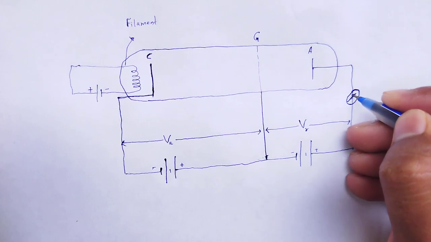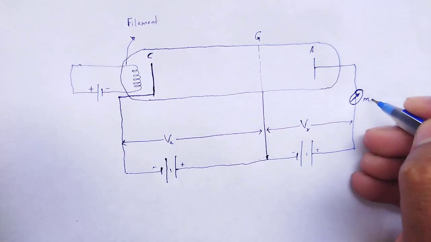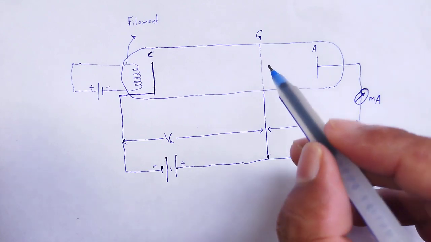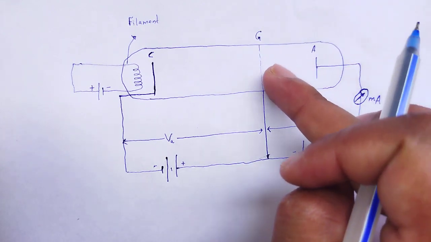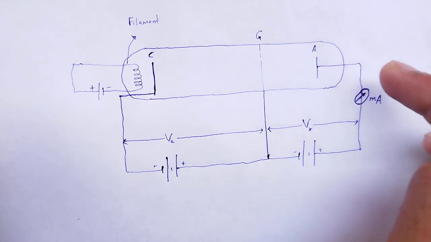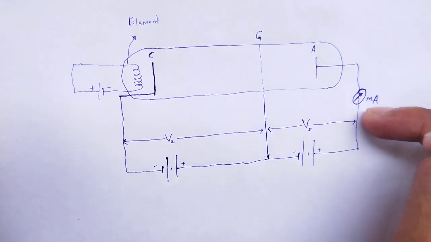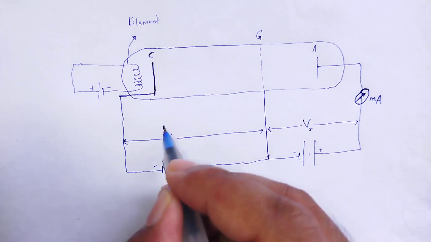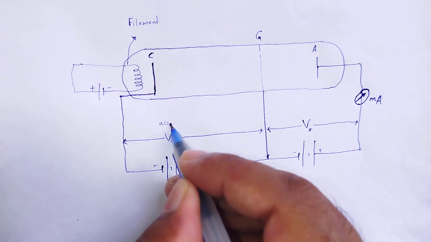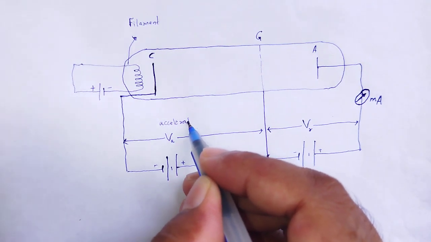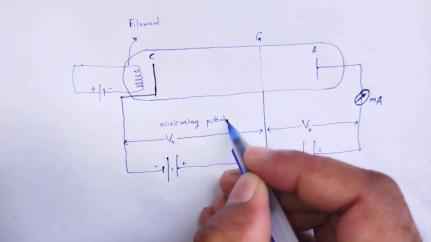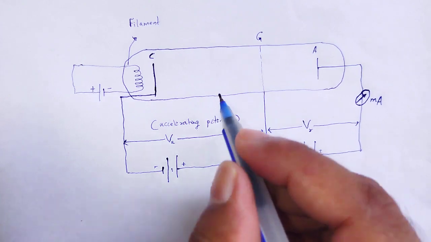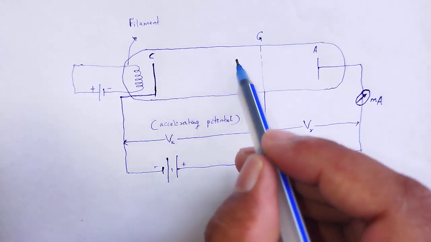by the milliammeter in the grid anode circuit. What is the current across the grid anode circuit? That one is measured by the milliammeter. V_A is the accelerating potential that provides acceleration to the electrons.